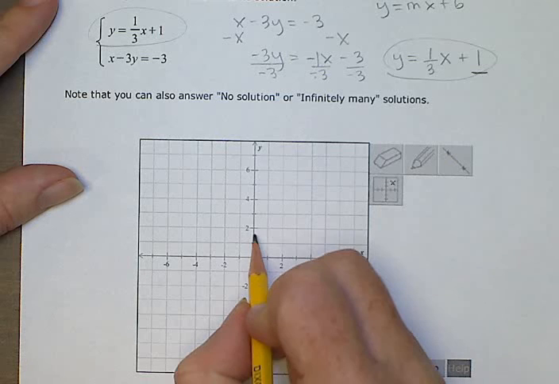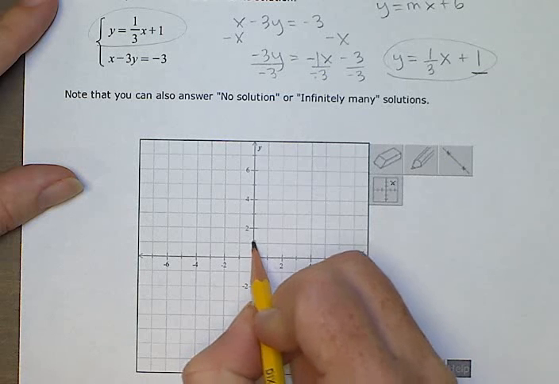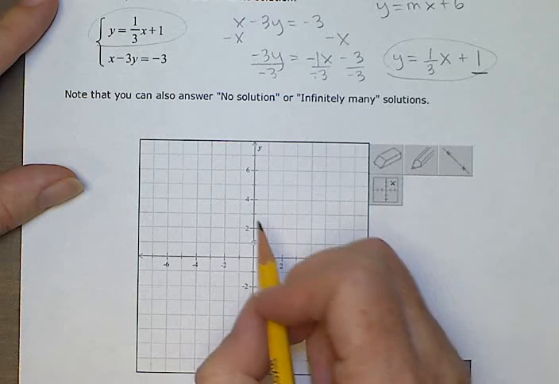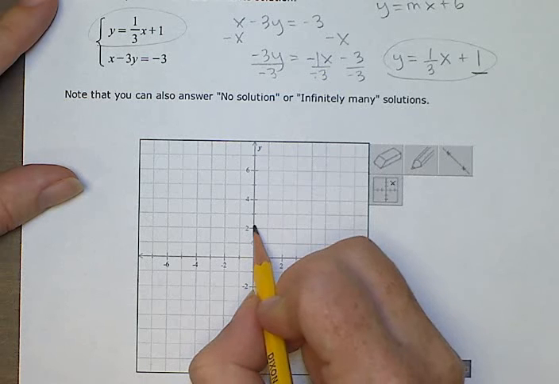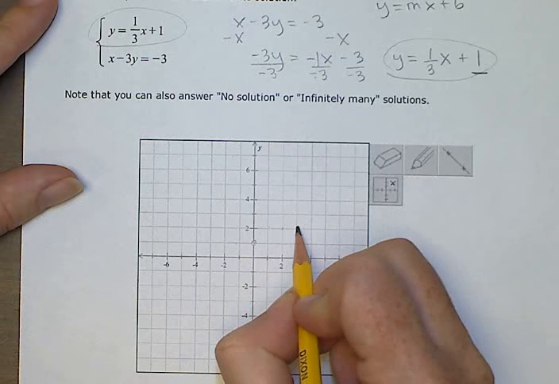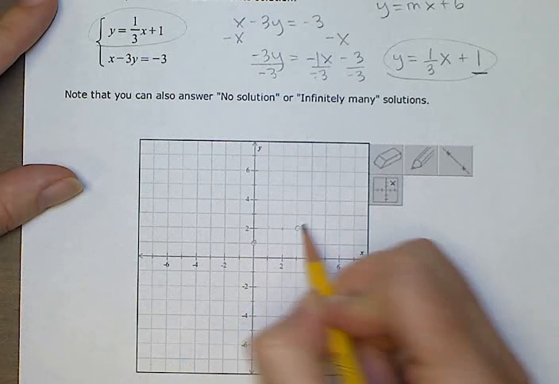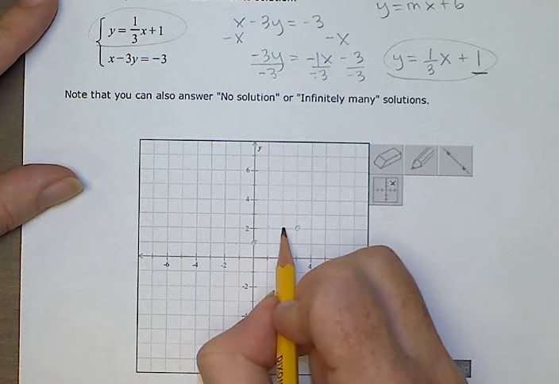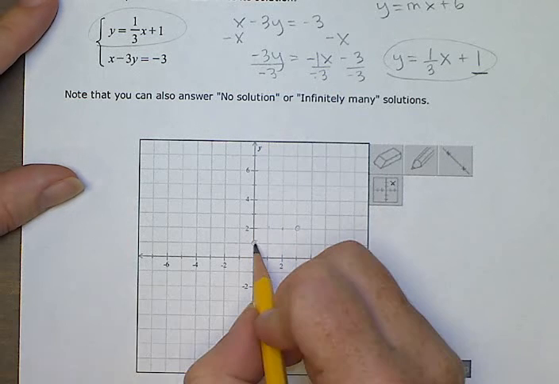Okay, and then if I graph the other line, it would just be right on top of this line. That means every point on this line touches the other line. That means we have infinitely many solutions because our lines are the same line.